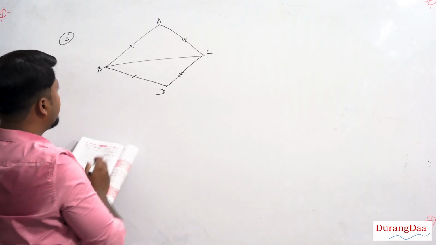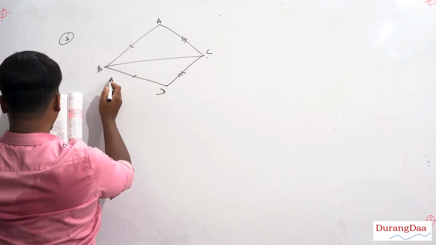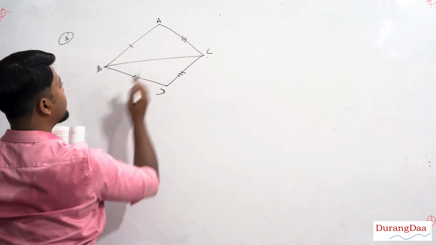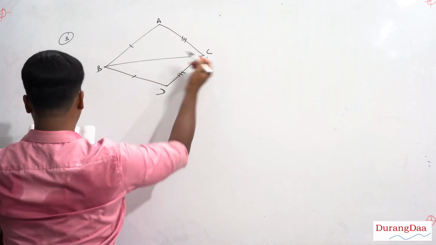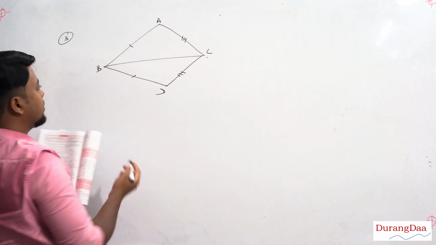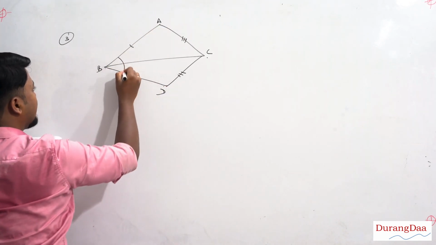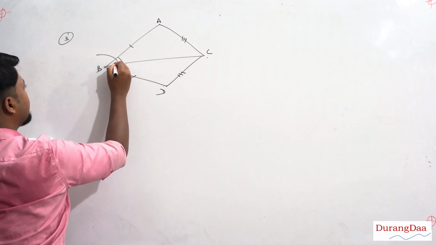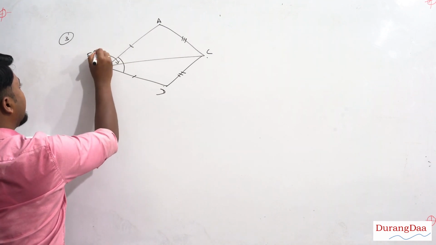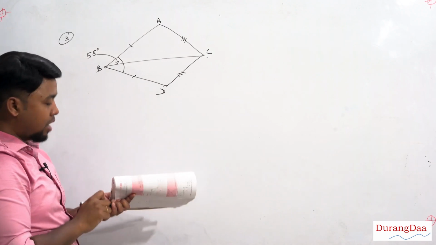Firstly, AB equals DB, it is shown. Then AC equals DC. After that, angle ABD is 58 degrees. ABD, this whole angle they have shown as 58 degrees. I will just mention it here. It is 58 degrees. Then angle DBC, let me mark it with a different color.